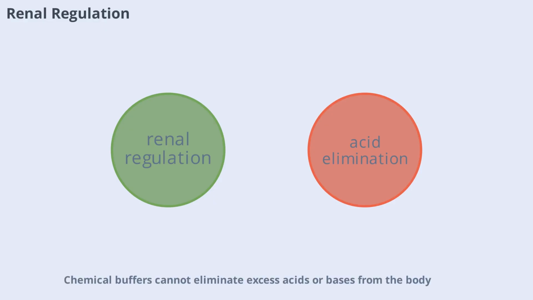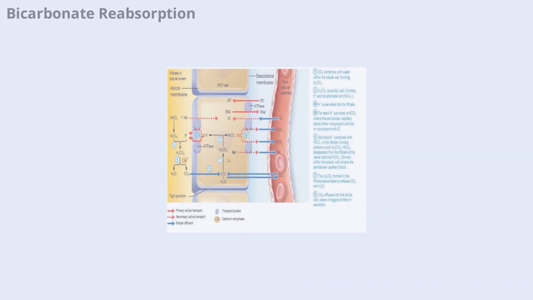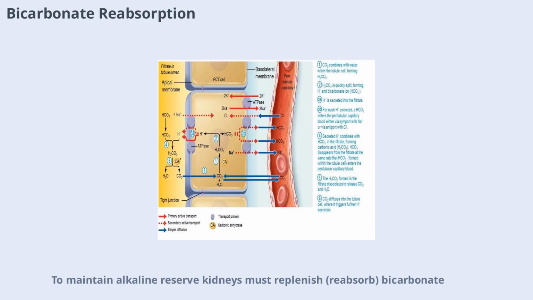Chemical buffers cannot eliminate excess acids or bases from the body. Lungs eliminate volatile carbonic acid by removing CO2, while kidneys eliminate non-volatile acids produced by metabolism, such as phosphoric, uric, lactic acids, and ketones. Kidneys also regulate blood levels of alkaline substances by adjusting the amount of bicarbonate in the blood. To maintain the alkaline reserve, kidneys must replenish reabsorbed bicarbonate.